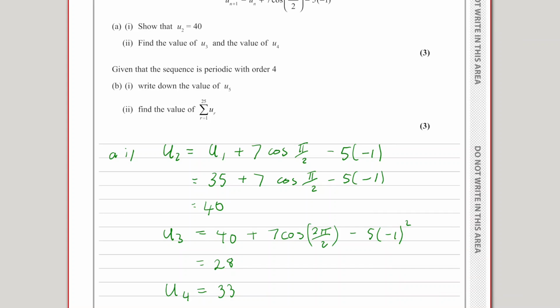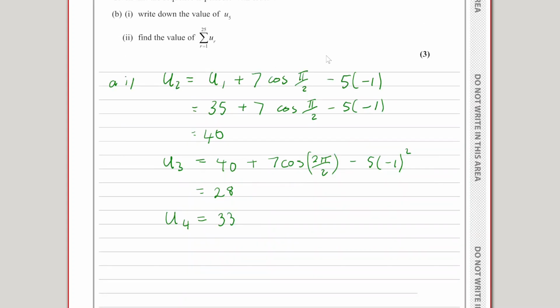Given that the sequence is periodic with order 4, so it goes 35, 40, 28, 33 over and over again. So it went 35, 40, 28, 33, then it will repeat over and over again. So u5 will be 35.